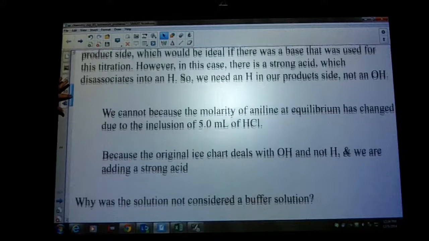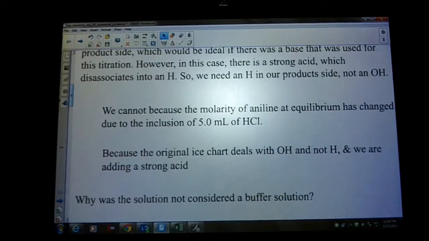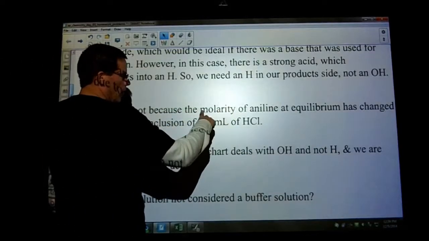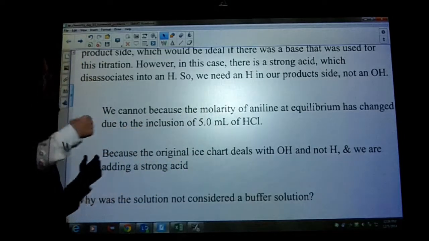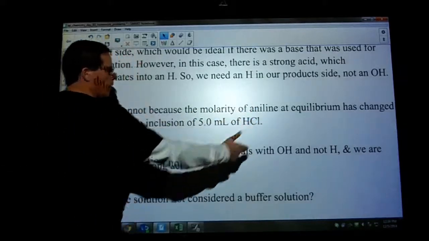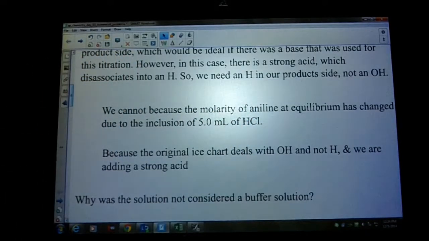Another one was we cannot, because the molarity of the aniline at equilibrium has changed due to the inclusion of 5 milliliters of hydrochloric acid. So I'm not real excited about that, but I am excited about that. As long as there was something mentioned about the hydrochloric acid, that's great.